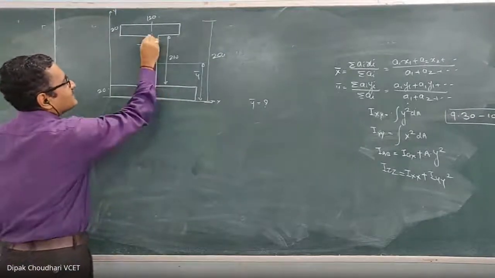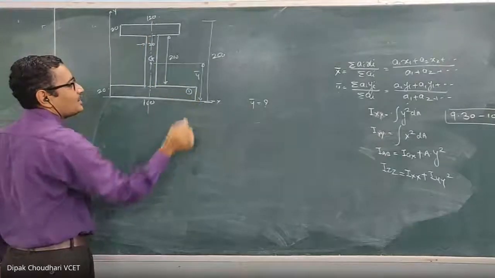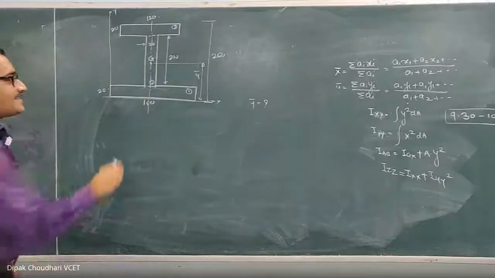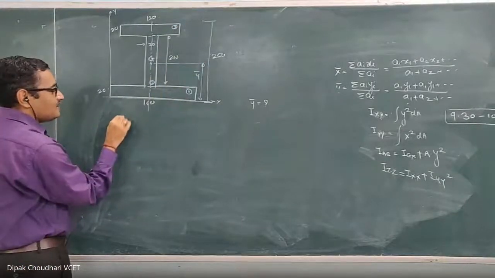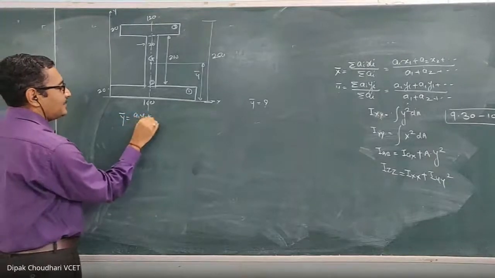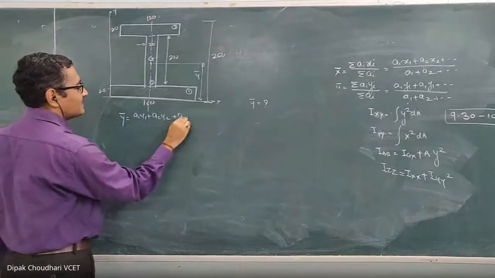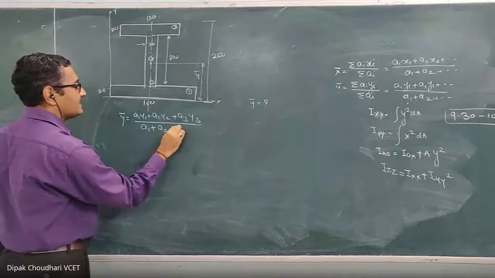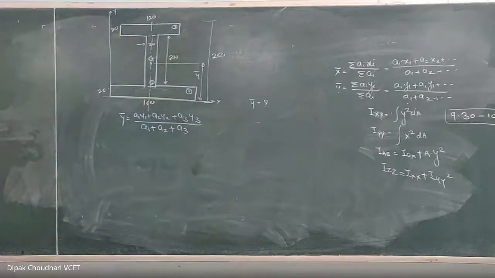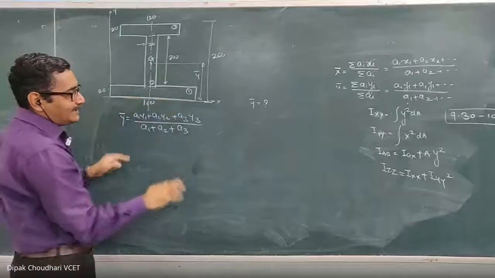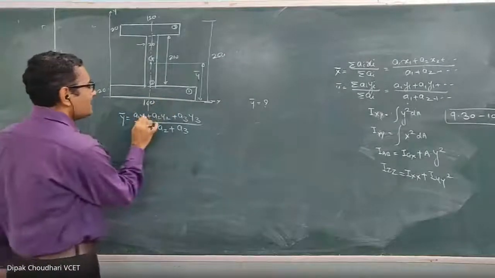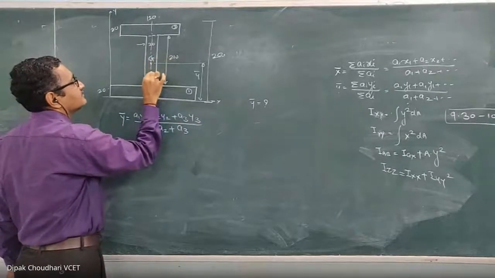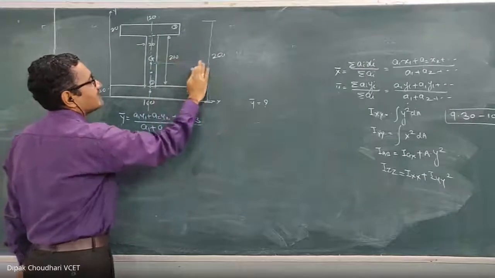To calculate the y bar, let's split it into three rectangular parts. This is the bottom rectangle, I consider it as part one, this is the second, and this is the third. To calculate the y bar, we are going to use the basic formula: y bar equals a1 y1 plus a2 y2 plus a3 y3 upon a1 plus a2 plus a3. No need to calculate it separately, directly we will write it. Remember, y1, y2, y3 are the y coordinates of the centroid of each geometrical figure.